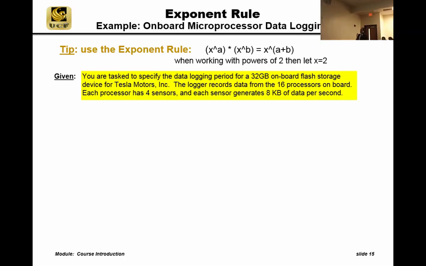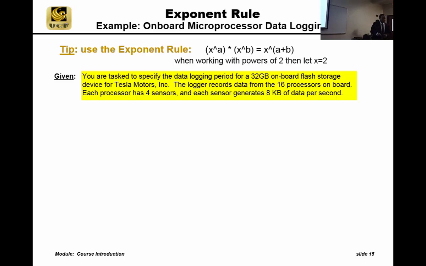You're tasked to specify the data logging period for a 32 gigabyte onboard flash for a car. This is just like the one that Progressive is always trying to sell. They want you to hook up your car so they can see if you drive fast or slow, and I don't think today they're giving you a discount, but I think in the future they're just going to charge you more if you're not driving the way they like. But how big does the memory capacity have to be of that device? It has some flash storage on there for sure. I'll tell you that's how it works.